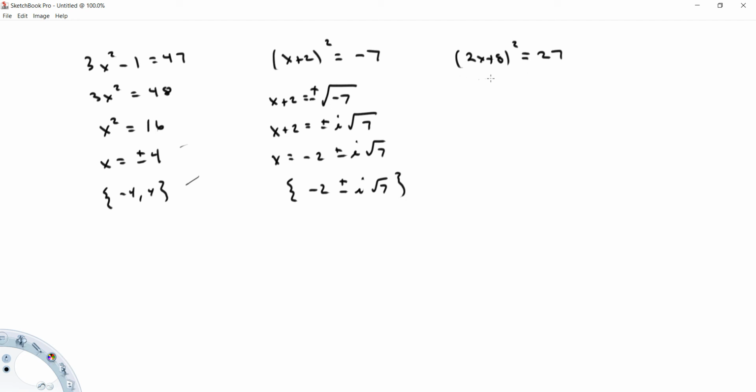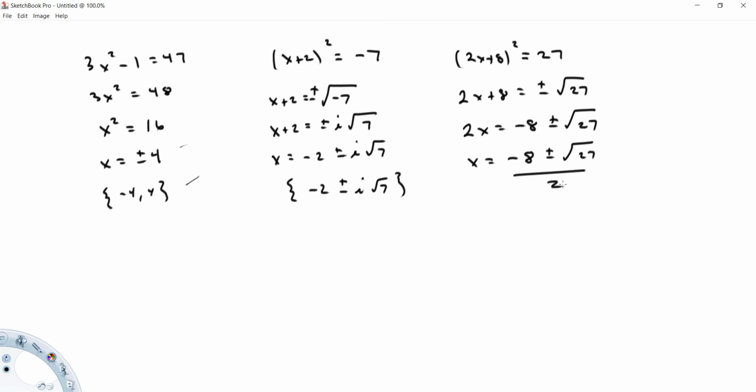Okay, let's take a look at this one now. Taking the square root of both sides, we're going to have 2x plus 8 equal to plus or minus square root 27. 27 is not a perfect square, and there's no perfect squares written within it either. It doesn't break down into any combination of perfect squares, so we just keep moving. Subtract 8 from both sides and divide both sides by 2. Now let's just write it like this: minus 8 plus or minus square root 27, all over 2. And that's it. That's all there is to that one.